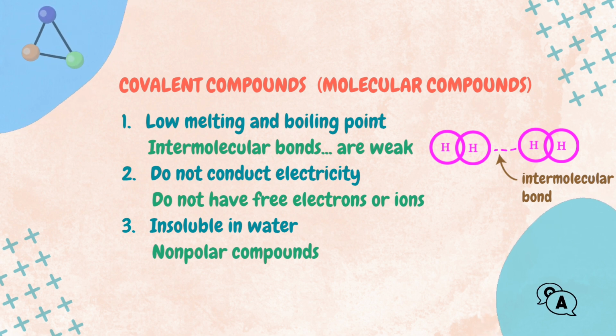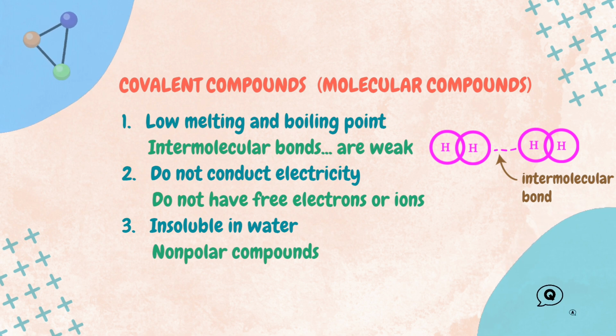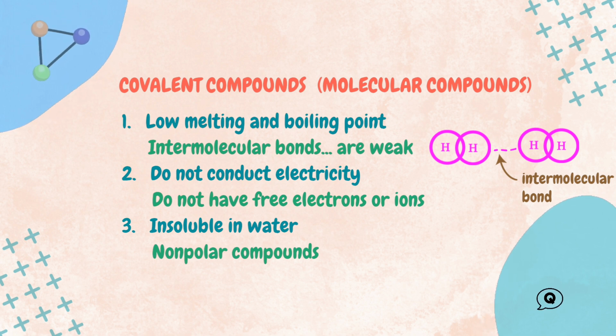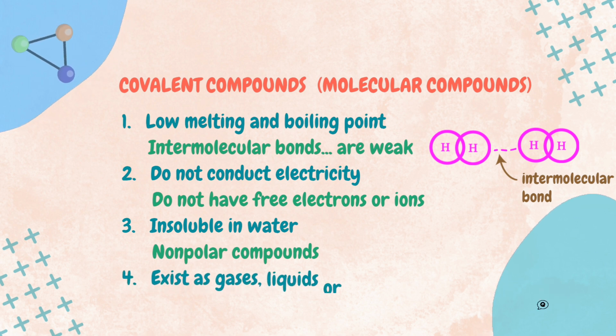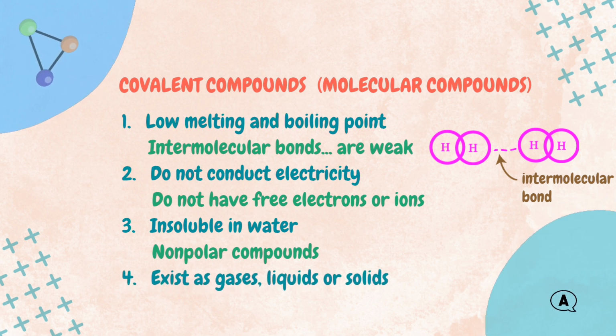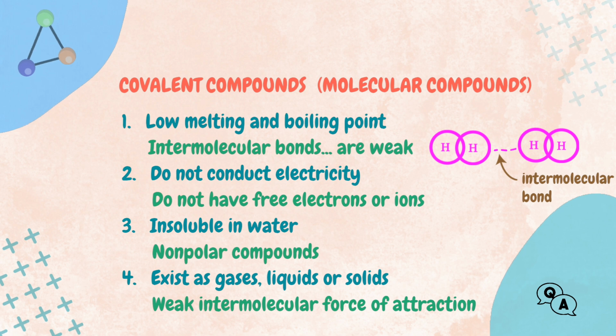However, some covalent compounds such as glucose and ethanol are soluble in water, because though being covalent compounds, they are polar compounds. Covalent compounds exist as gases, liquids, or solids at room temperature. This is because of the weak intermolecular force of attraction in these compounds.